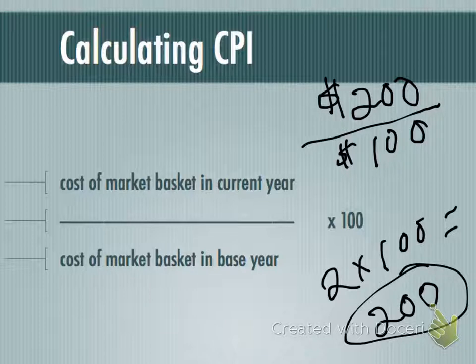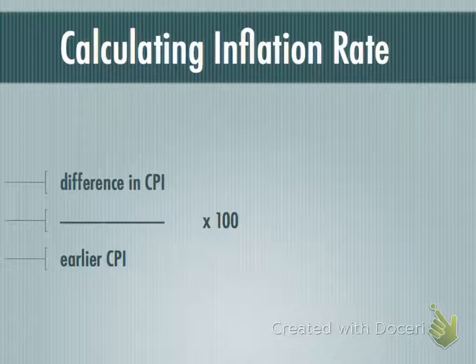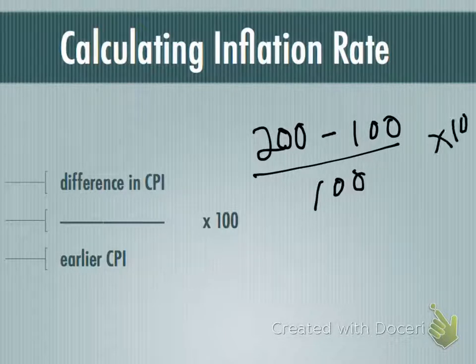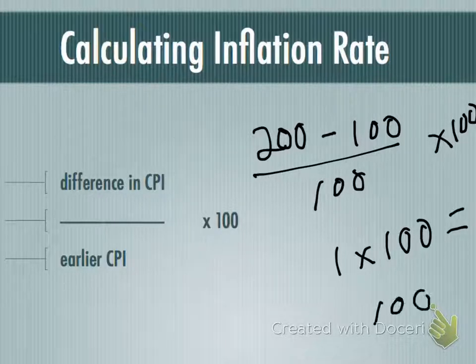Now, the CPI is what you use to calculate inflation. And that's the next thing. You could do the difference in CPIs over the earlier CPI times 100 to get the inflation rate. So let's say your earlier CPI was 100. You can see this is a real easy example. The difference, 100, over 100 is 1, times 100. And you could see that in this instance, you had a 100% increase in price when the index went to 200 instead of 100.